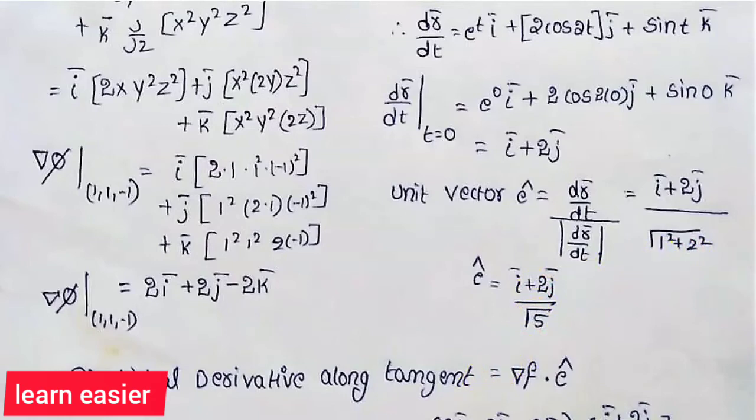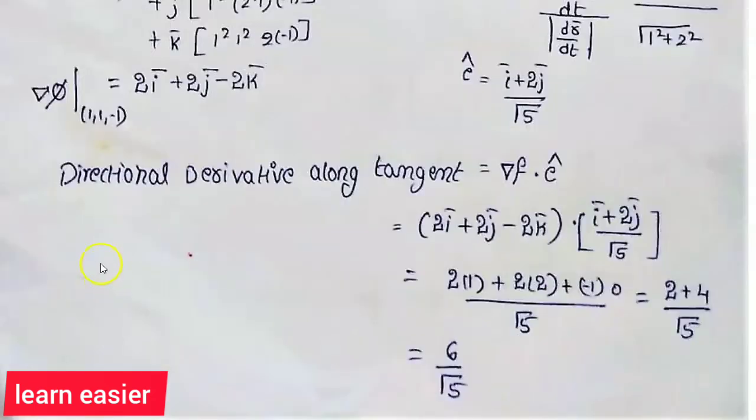So we have to find out now the directional derivative along the tangent, which is del f dot e cap. And del f is what? This del phi at this point we got is 2i bar plus 2j bar minus 2k bar, dot e cap, which is i bar plus 2j bar by root 5. Now we have to take the dot product of these two vectors. So as we know, i bar dot i bar is 1, j bar dot j bar is 1 and k bar dot k bar is 1.